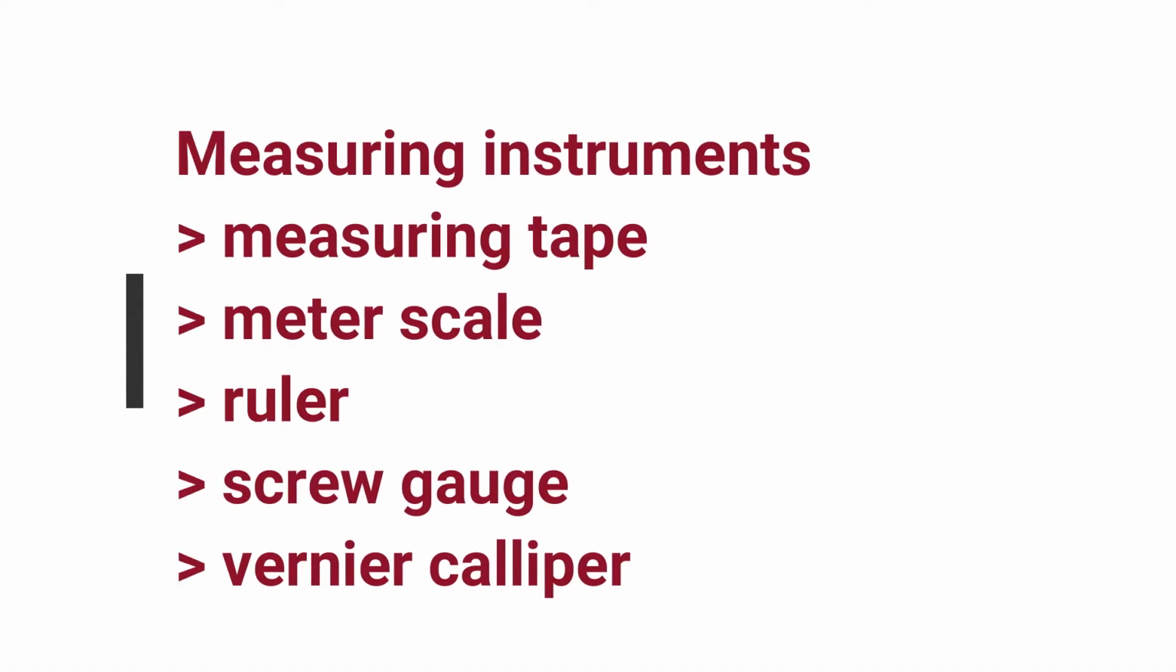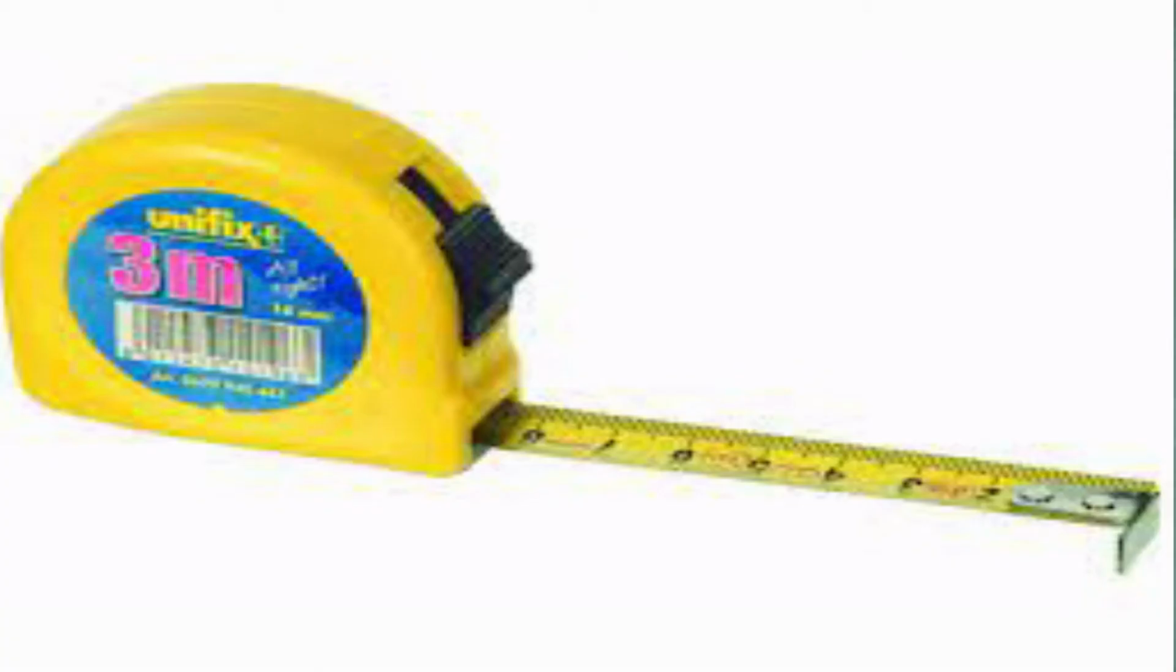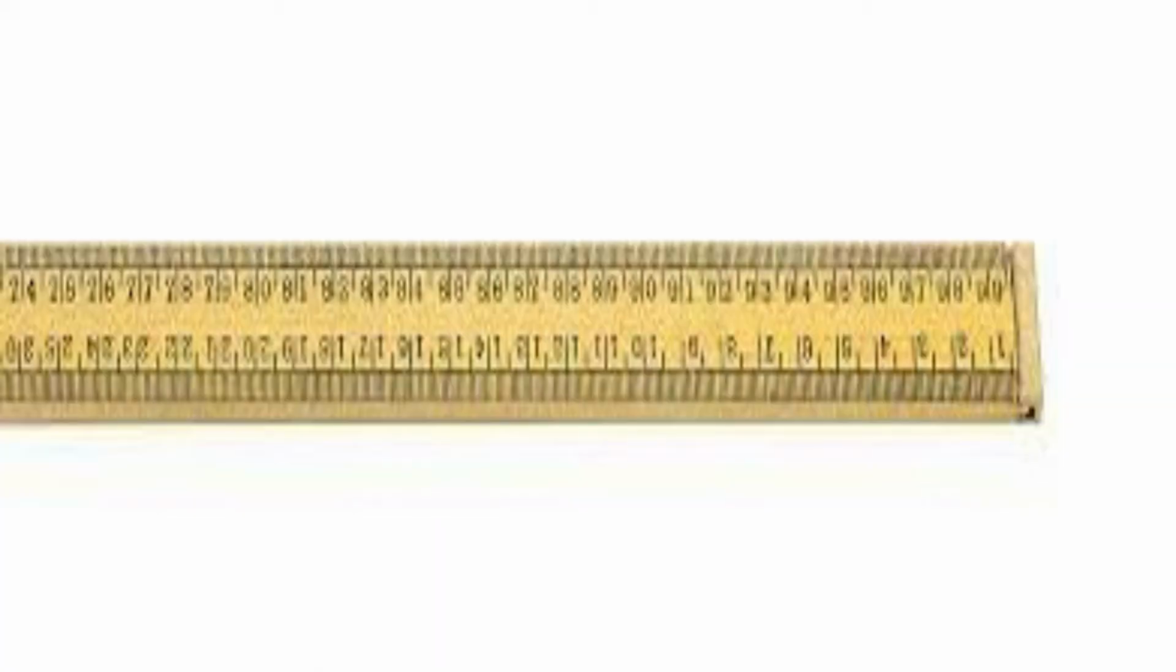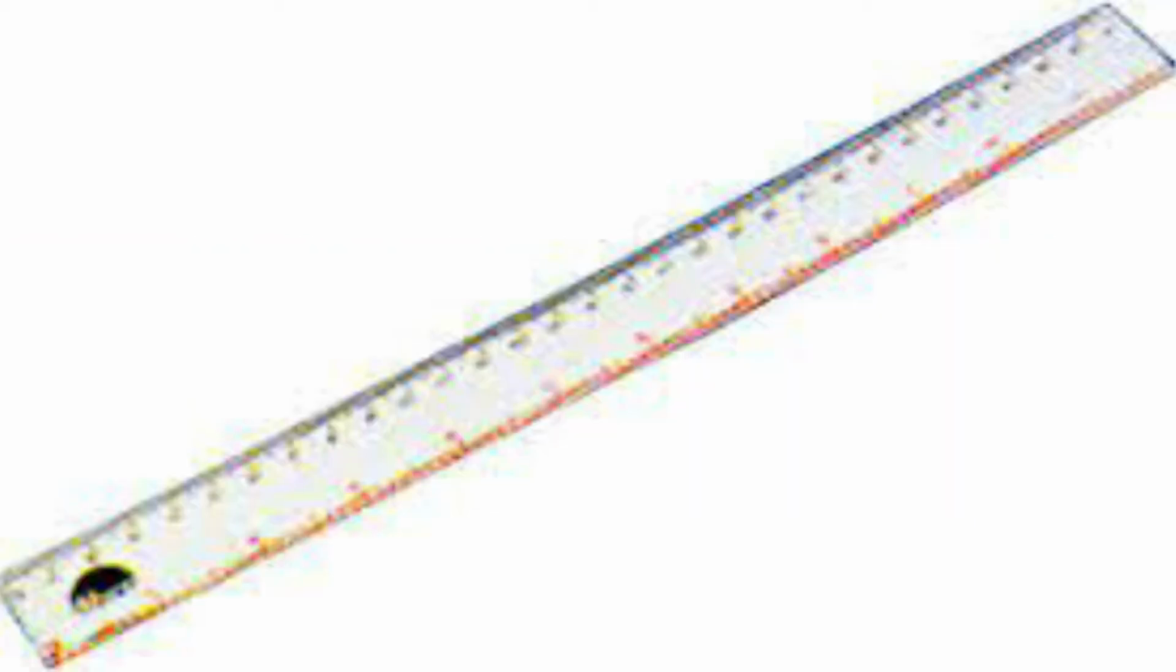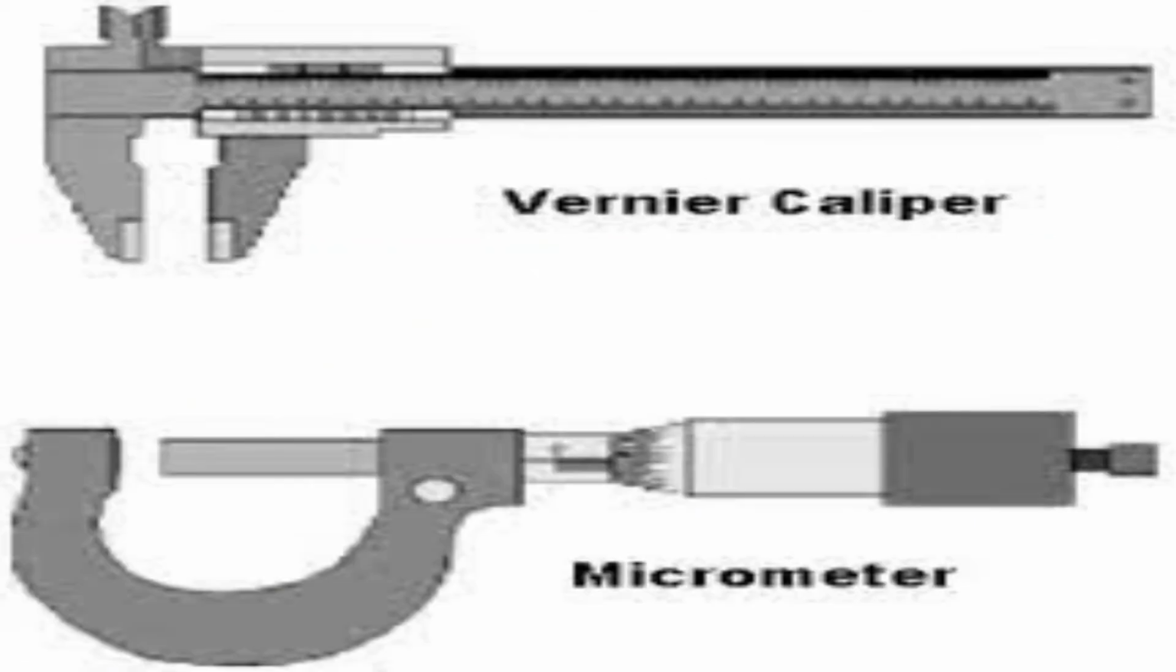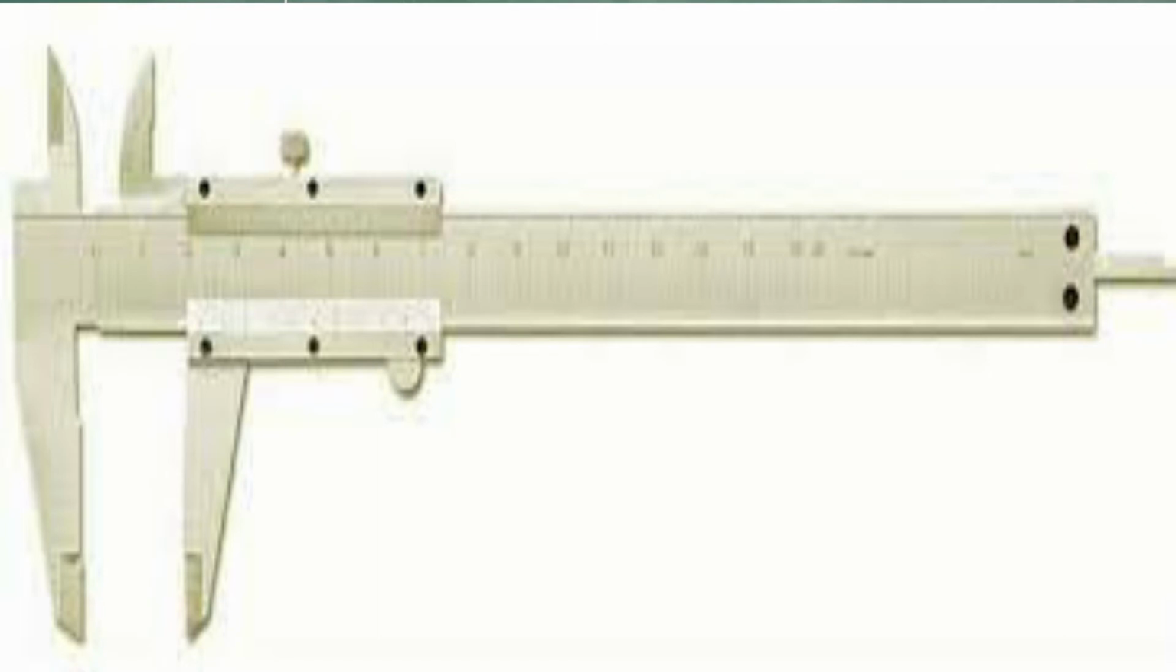Okay, next, measuring instruments. The first one, a measuring tape. The second one, a meter scale. Next, a ruler, a screw gauge, and vernier calipers.